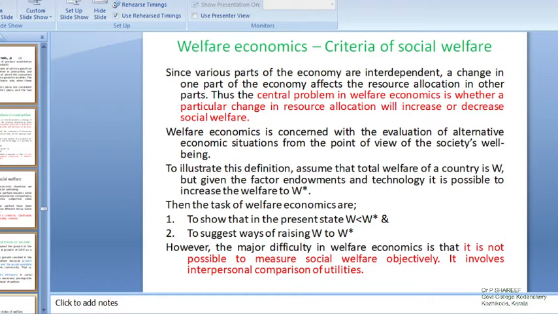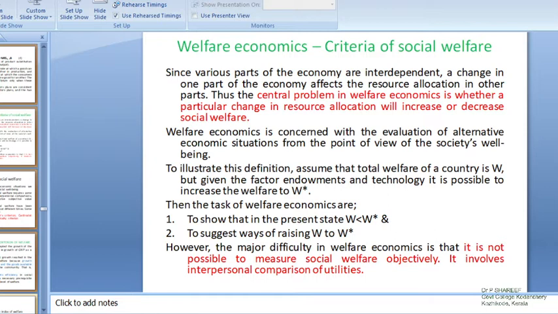Then the tasks of welfare economics are: number one, to show that in the present state W is less than W star. That is, actual welfare is less than potential welfare. And number two, to suggest ways of raising W to W star.